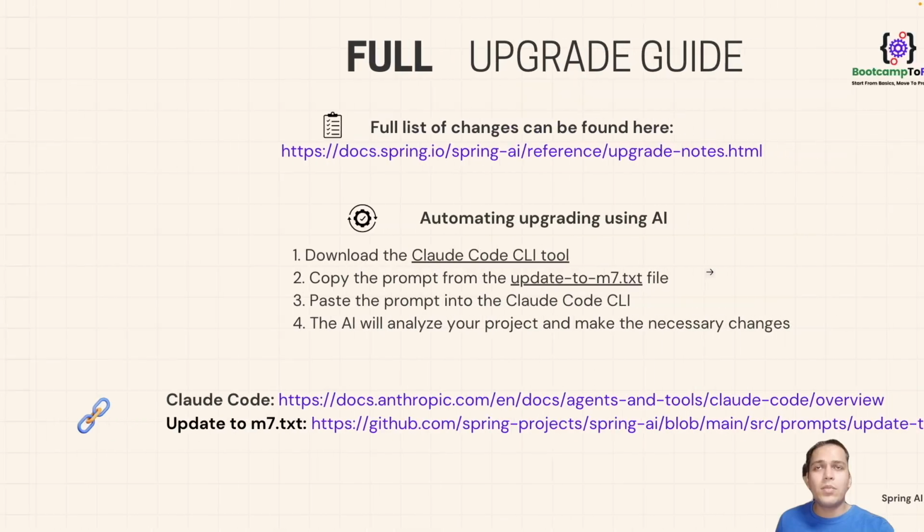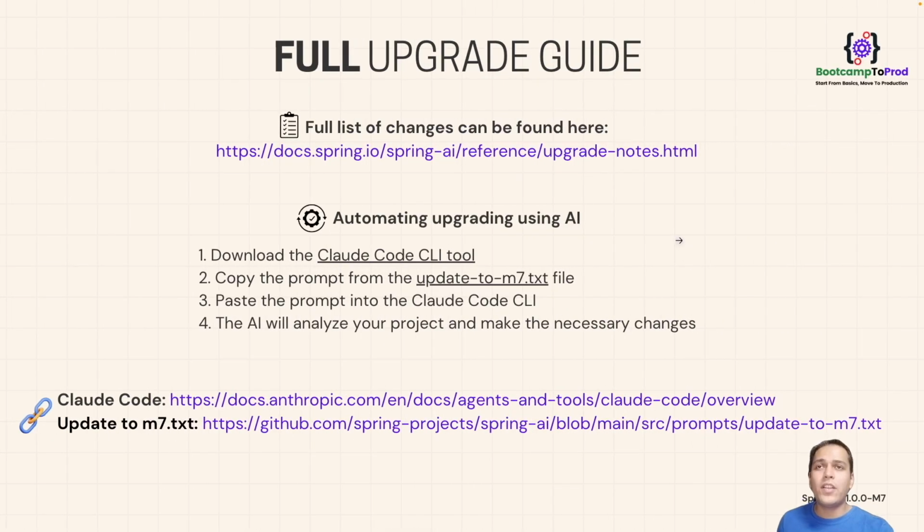So these were some of the changes related to what we have covered till now. But there are a lot of other things that have changed, like the package structure and so on. You can find the full list of changes inside the official guide created by the Spring team. You can visit and see what all changes have been introduced. Also, the Spring team has created one prompt which will help you to upgrade your project from the lower versions of Spring AI to the milestone 7 version.